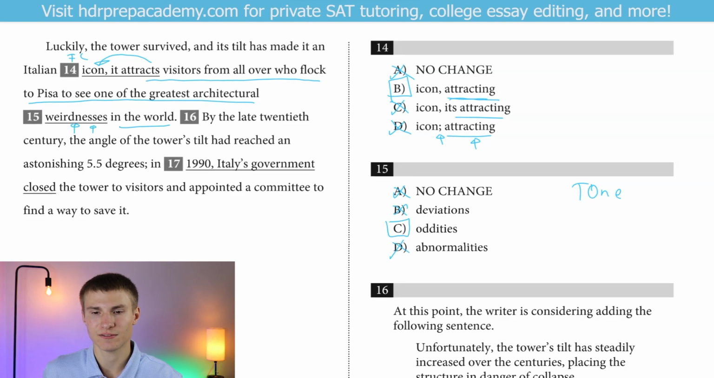We would say oddities. That fits our tone. It also provides a correct description of one of the greatest architectural oddities in the world, which is obviously describing the Leaning Tower of Pisa. All right, now we got question 16.